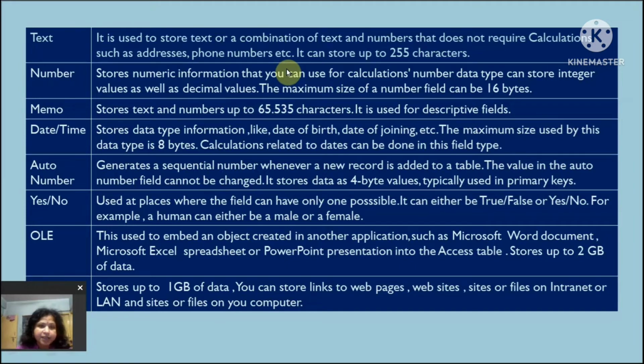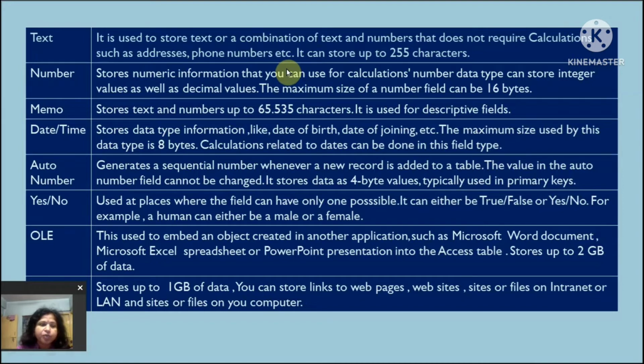Memo stores text and numbers up to 65,535 characters. It is used for descriptive fields. Date and time stores information like date of birth, date of joining, etc. The maximum size used by this data type is 8 bytes. Calculations related to dates can be done in this field type. Auto number generates a sequential number whenever a new record is added to a table. The value in the auto number field cannot be changed. It stores data as 4-byte values, typically used in primary keys.